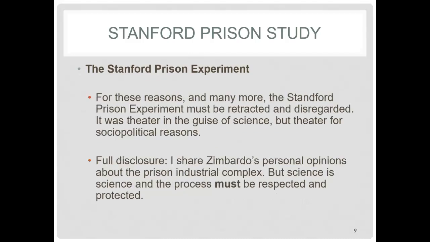So for these reasons and many more, and again, there is a lot about this on Moodle if you're interested, we have to retract and, frankly, disregard the Stanford prison experiment. We must reject it. The Stanford prison experiment was theater in the guise of science, but what it really was, was theater for socio-political reasons.